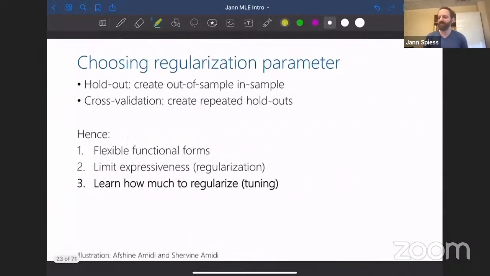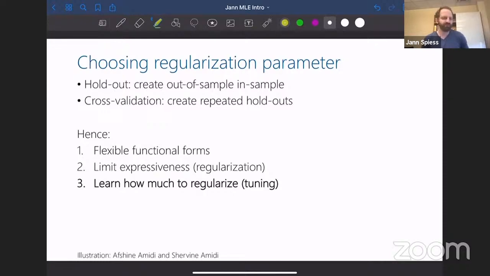So therefore, I would say that the third ingredient in many machine learning approaches is not just to say I use very flexible functional forms and I constrain the complexity, but also leveraging the insight that because this is a prediction problem, third, I can also use the data itself to decide how much complexity to allow, which is usually called tuning, and is often done using cross-validation.